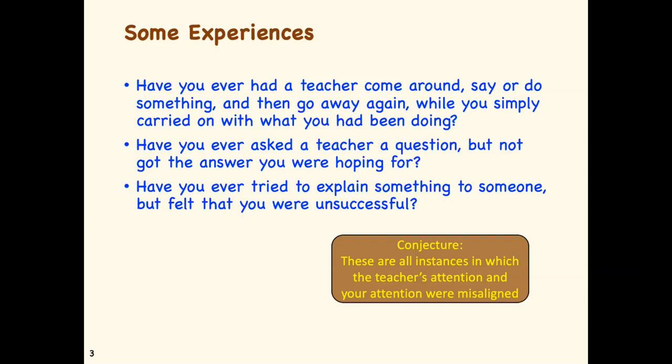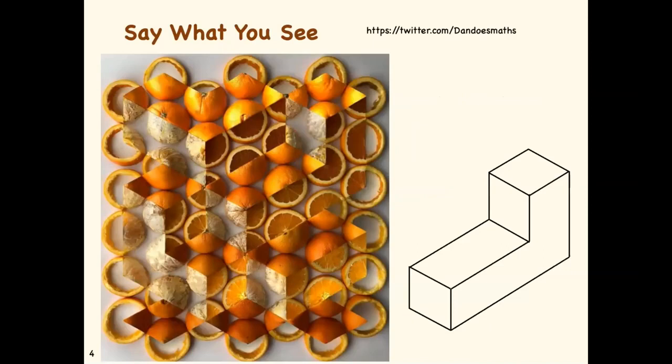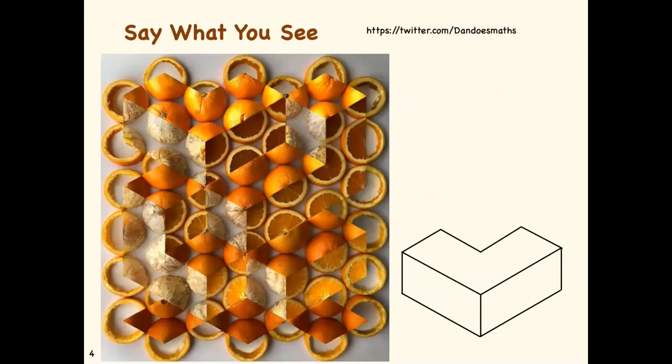So let's have an example of how attention works. You probably want to pause the tape and contemplate this diagram, this picture, for a while, because I'm going to ask you whether or not you can see certain bits of it. So you need to look first for yourself. Can you see that parallelepiped? Can you see that object? Or that one?